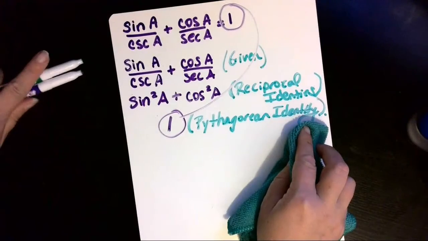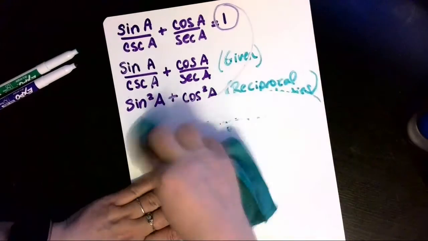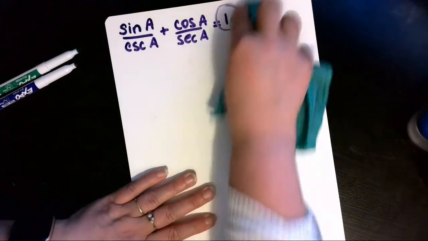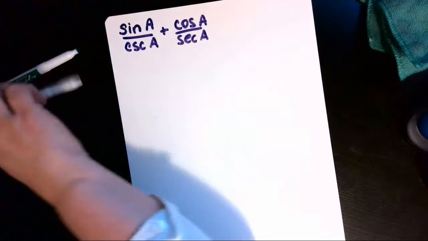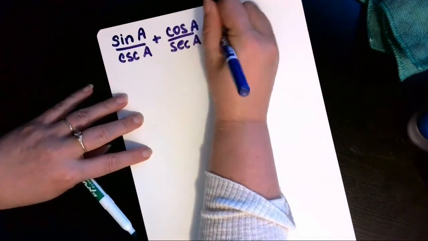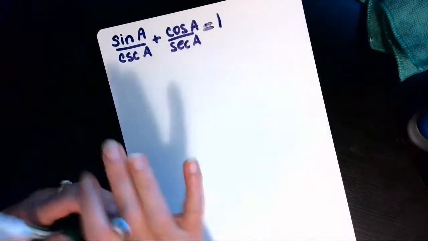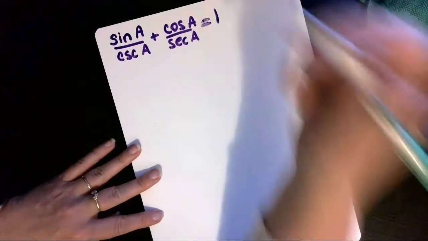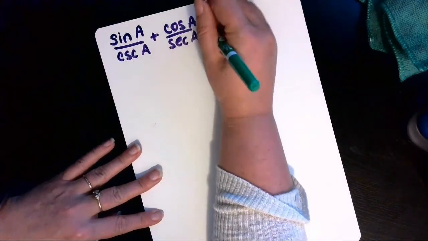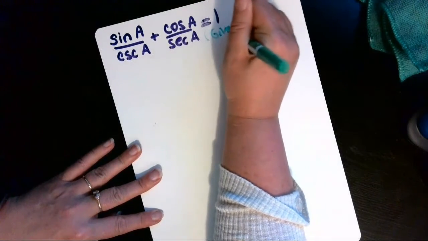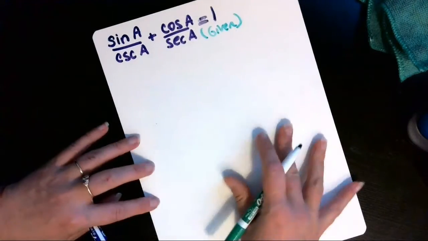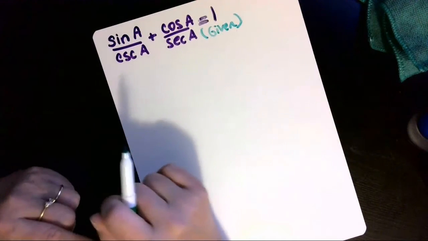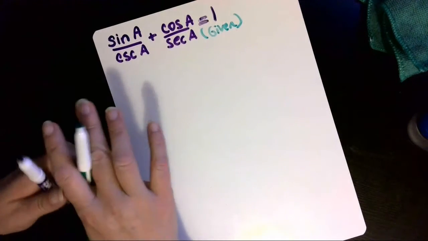Okay, just to show you another path that you might have taken with this verification, I'll go ahead and go back to where we started here at the beginning. And our first step there would be our given information. So we'll just write given so I don't have to rewrite that whole thing again. Okay, so that first step is just the sine of a over cosecant of a plus cosine of a over secant of a as our given.